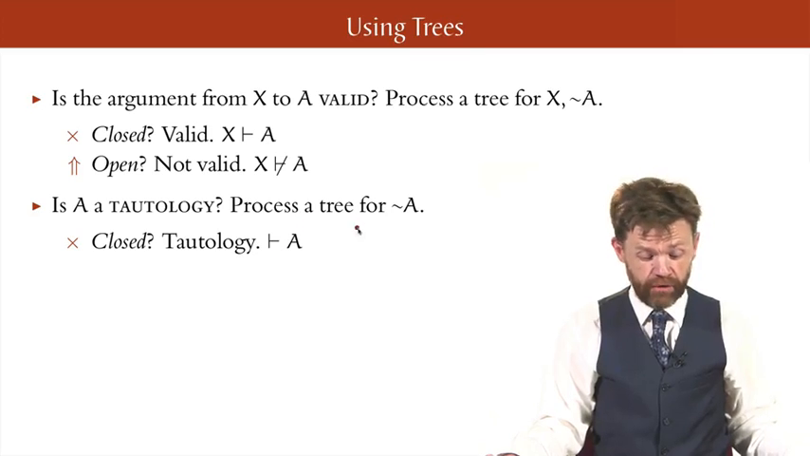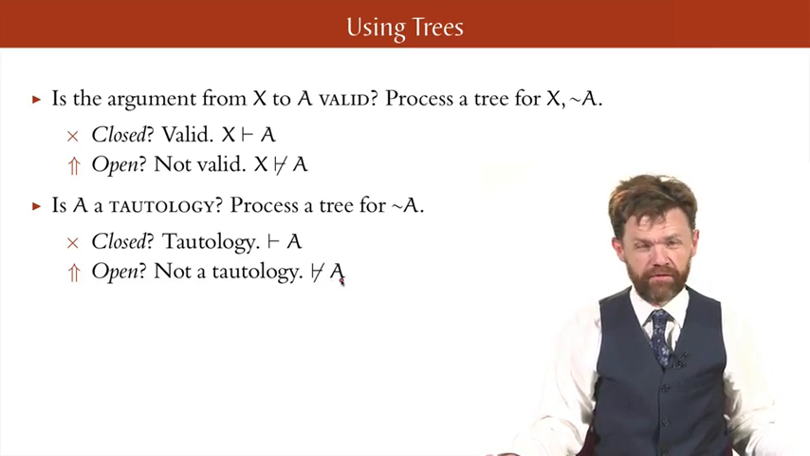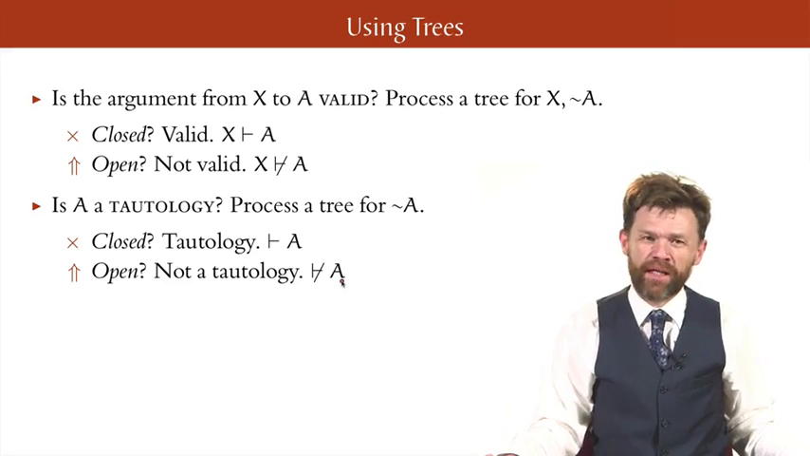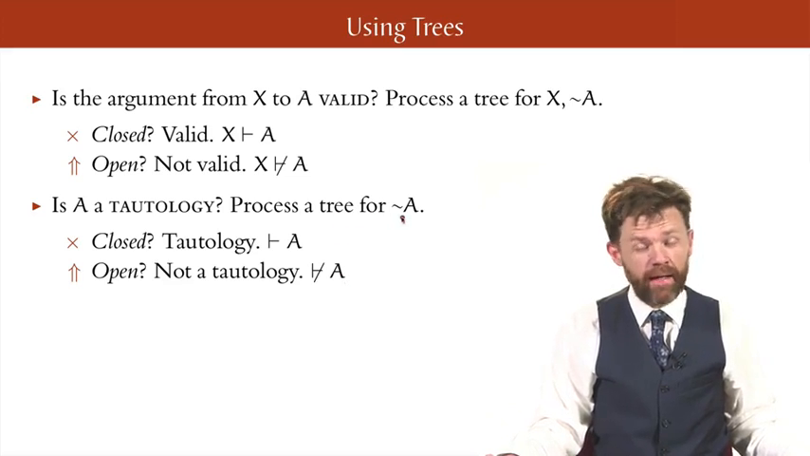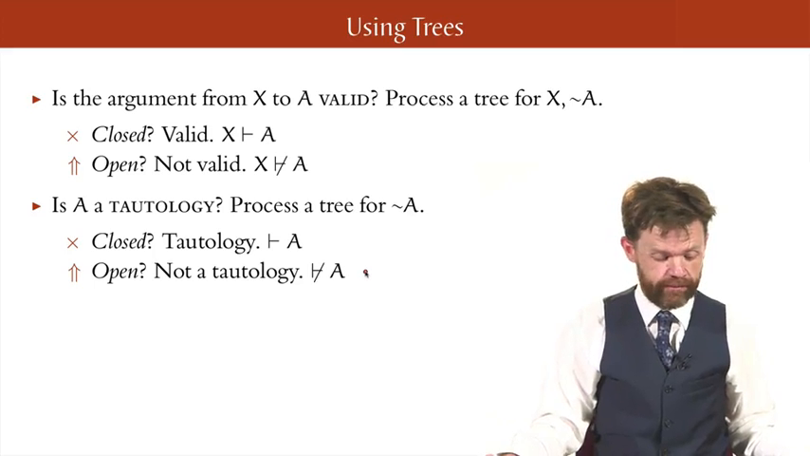On the other hand, if that tree for not A doesn't close, if it's open, then it's not a tautology, so we can slash the turnstile in front of the A, and we could use that open branch as a way of making not A true. That would be a way of making A false, which would indeed show that it wasn't a tautology.